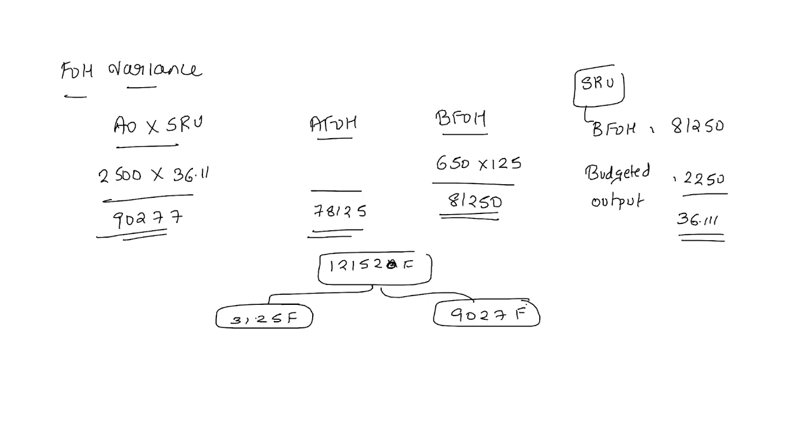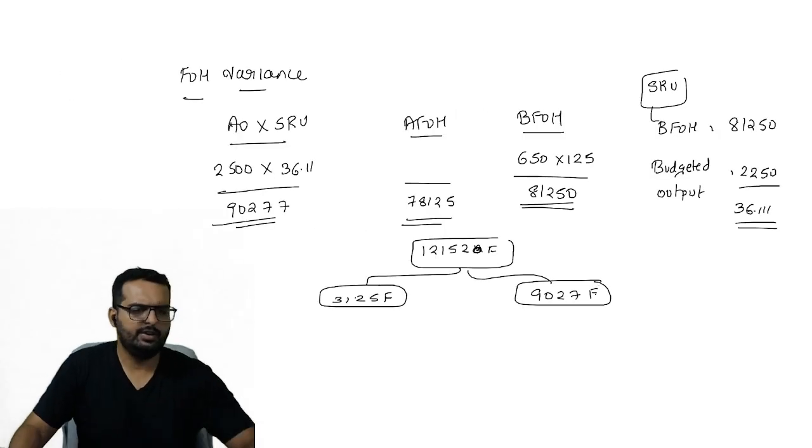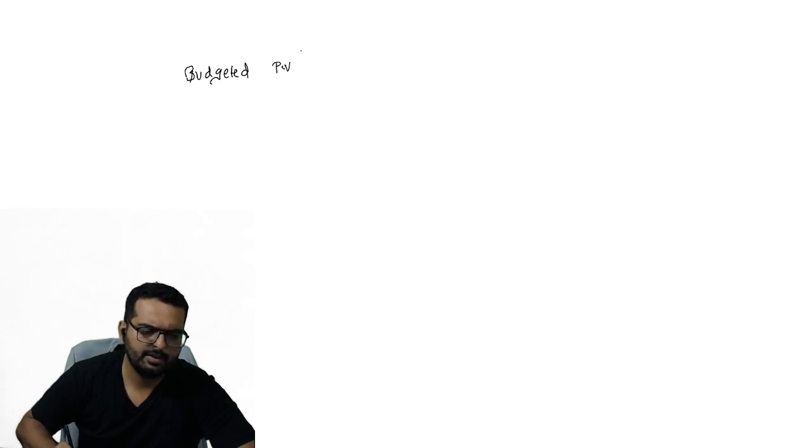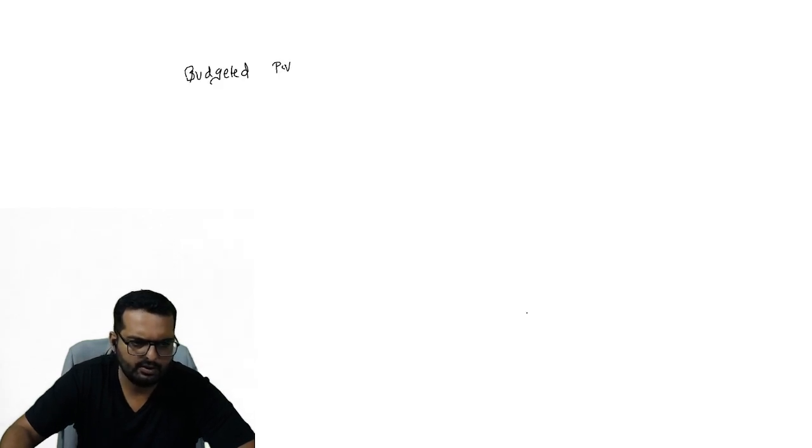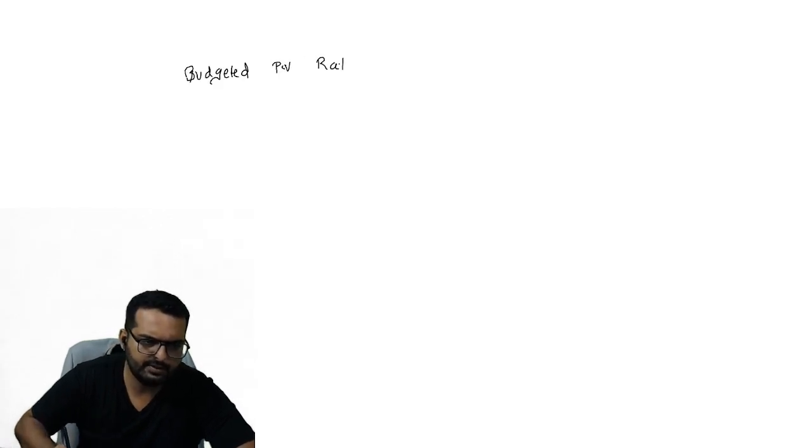Are you all done writing this, friends? All right, friends. Once you're done writing this, we can now do the reconciliation provided we have the budgeted PV ratio. I think in the question, the actual profit is already given, right? Okay, so we just need to find out the budgeted PV ratio now.